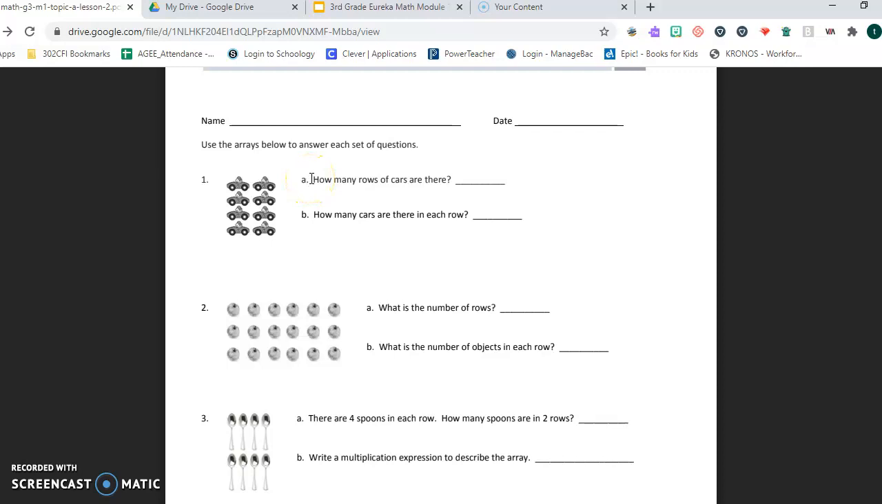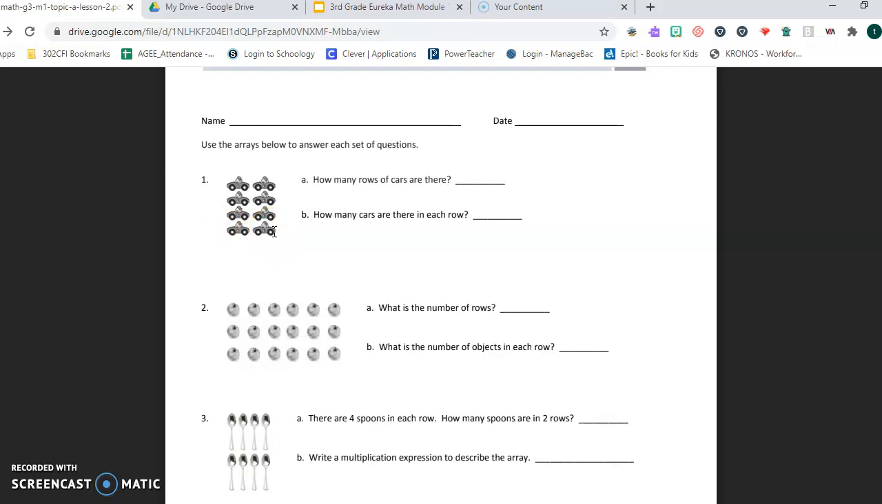So here, A, how many rows of cars are there? Well, let's remember the rows are side to side. So how many side to side rows are there? So I see 1 row, 2 rows, 3 rows, 4 rows. Okay, so how many rows of cars are there?